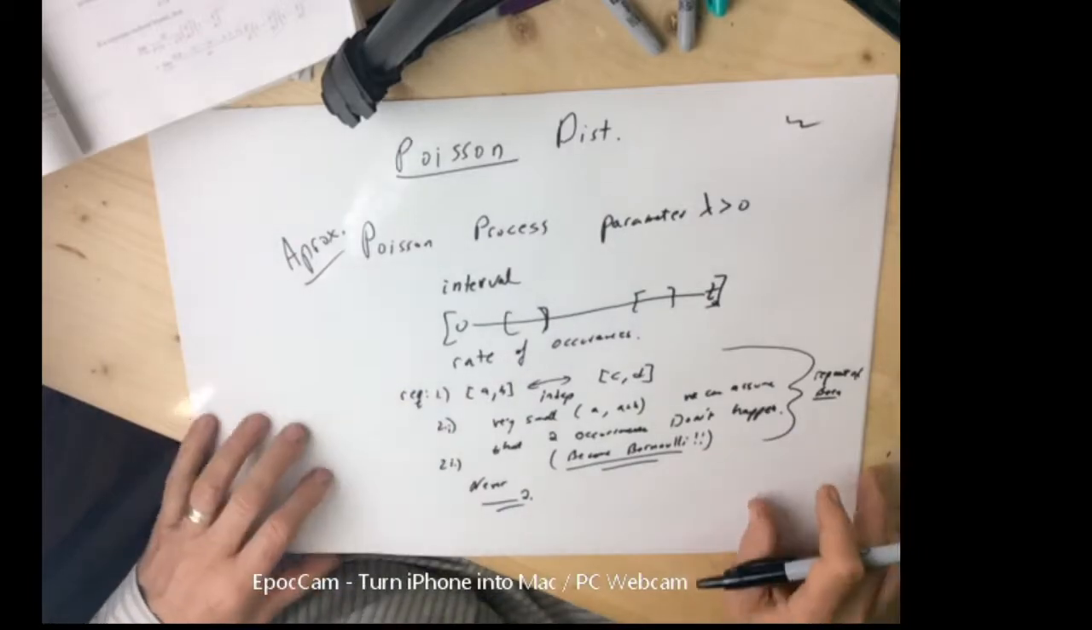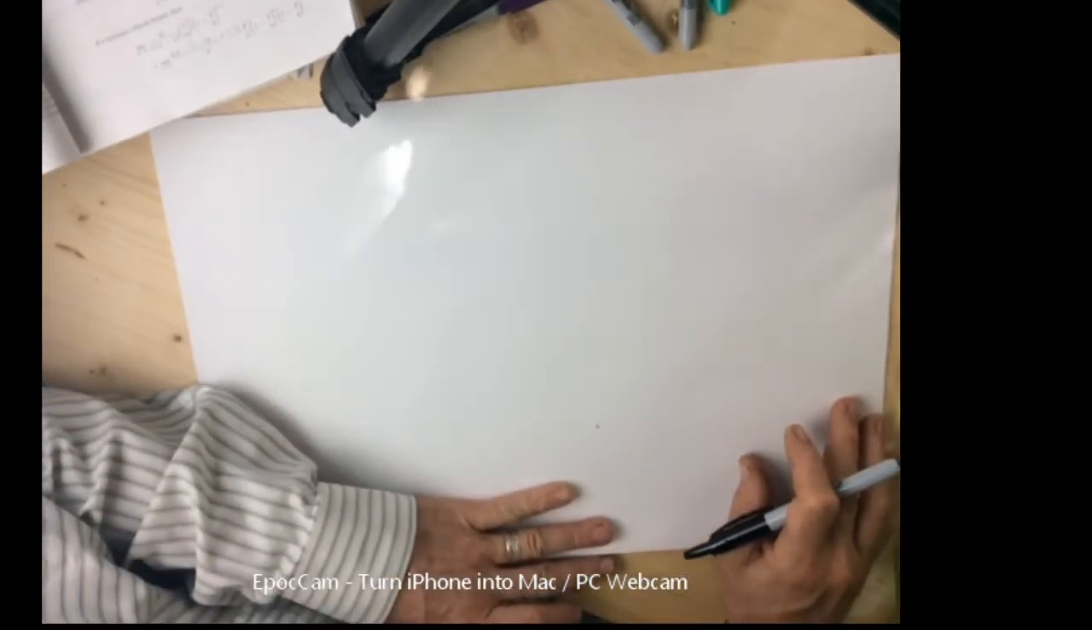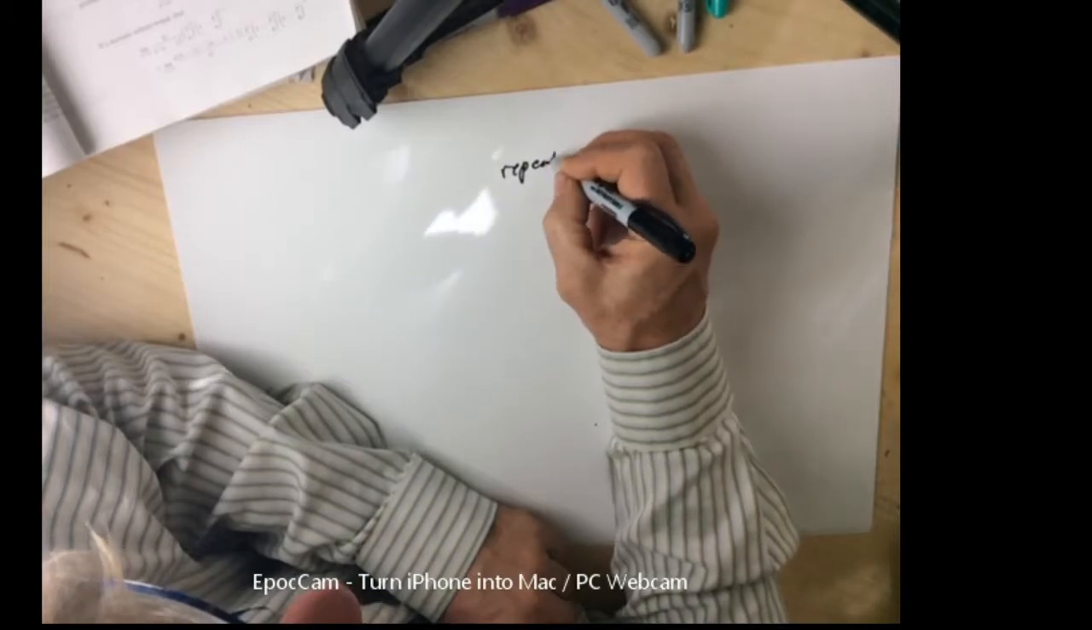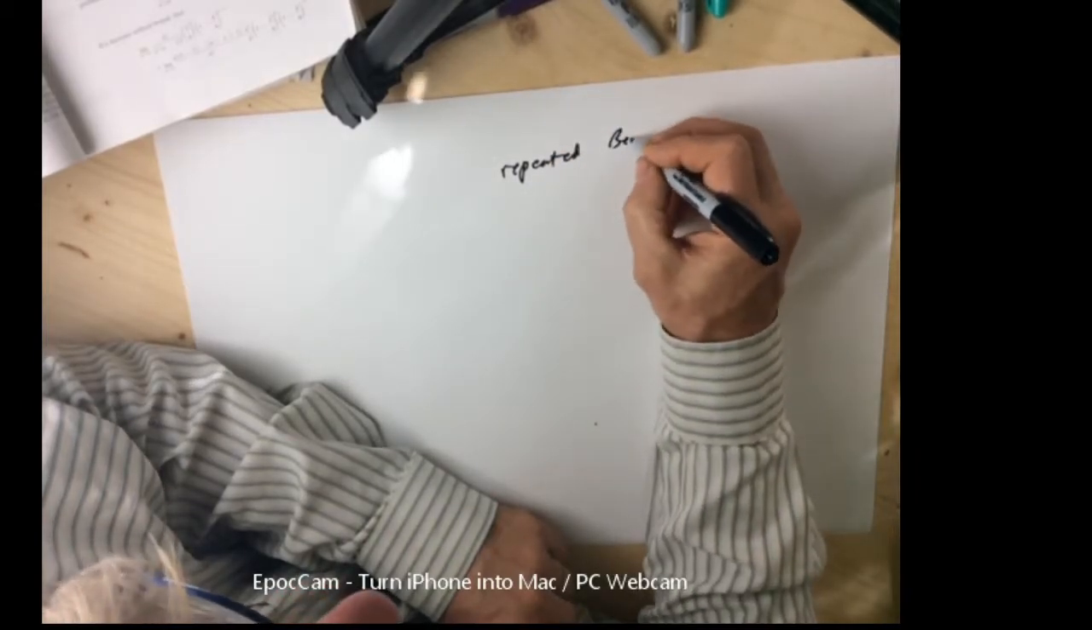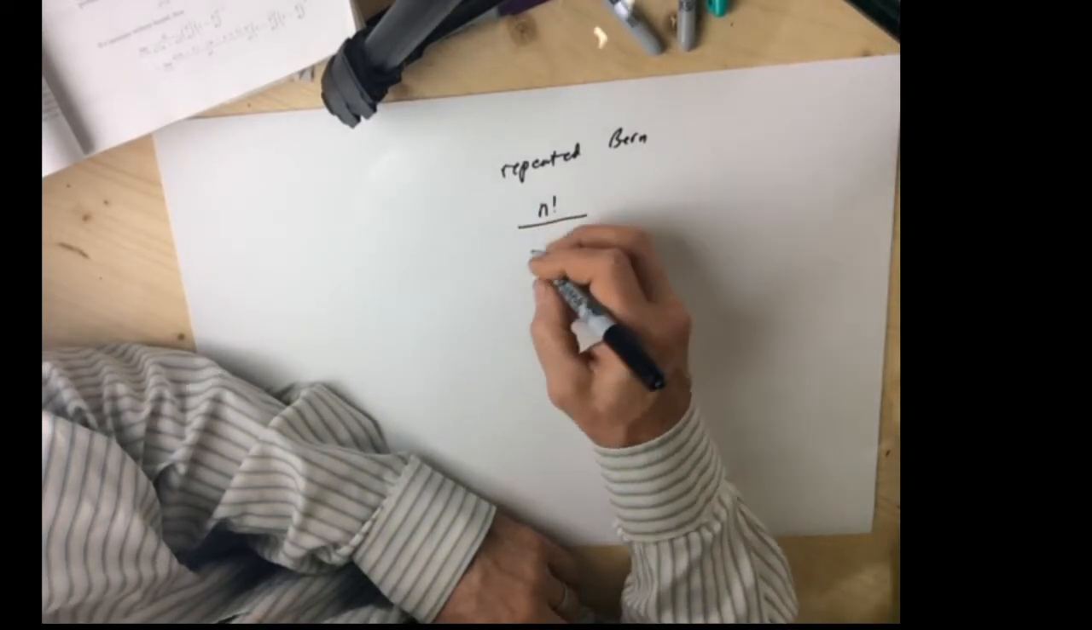So now, what is this going to do for us? Well, first off, let's write down the binomial distribution, because if we're going to do repeated Bernoulli, well, then the binomial distribution should apply.